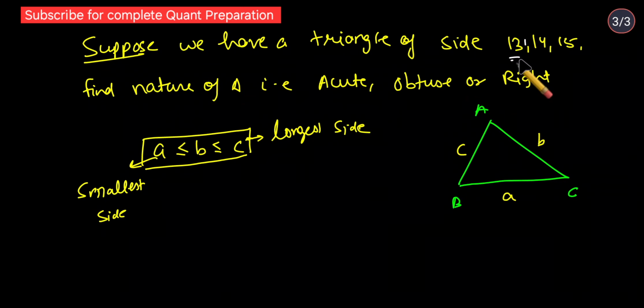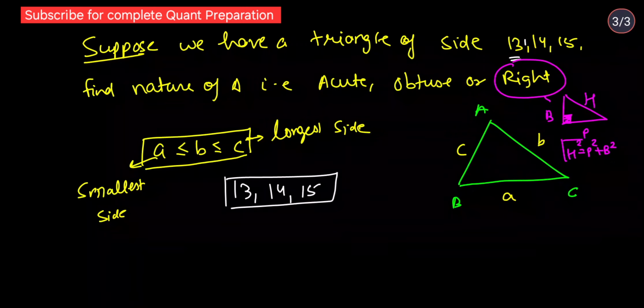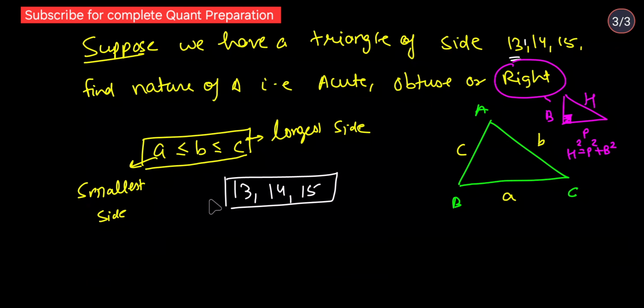So suppose we have sides 13, 14, 15, right? So first of all we have to write them in the same order. Now what is the condition to check whether it is an acute triangle or obtuse triangle? I know that you know about the right triangle, and if I talk about the right triangle, we should have the Pythagoras theorem here, that is, this is hypotenuse, this is perpendicular, this is base. So if h square equals p square plus b square, then definitely I can say the triangle is a right triangle. But here I cannot conclude the same, because of course it is not a right triangle, right?